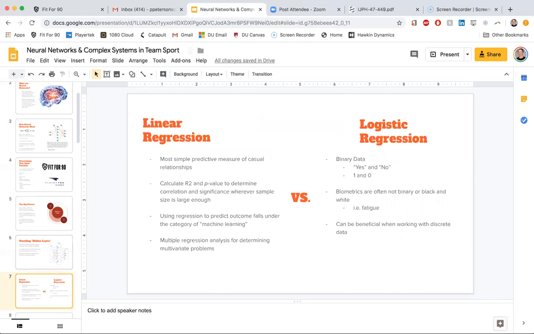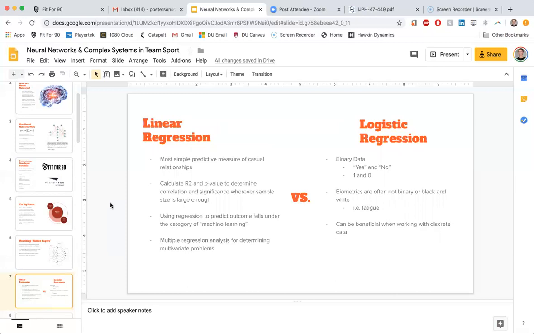So two methods for analysis in your neural network. First of which we just touched on would be that linear regression. It's the most simple predictive measure of causal relationships. You can calculate your Pearson's R or your R squared p-value to determine whether your correlation is significant or simply due to chance. Something that we're going to see a lot of when you go back retrospectively is that things that you may have thought had a causal relationship in the beginning of the season might not hold true towards the end. And that's where that p-value comes into play in determining, as your sample size grows, as that n gets larger, whether or not these things are significant.